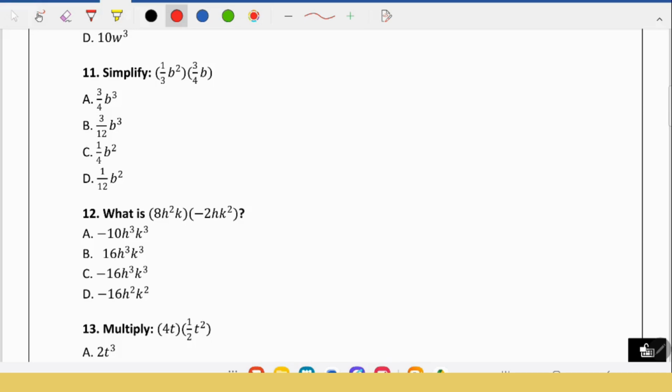Next I have again a fraction. So 1 over 3b square times 3 over 4b. So I multiply the coefficient first, 1 over 3 times 3 over 4. B square and b, same variables, I'm going to add their power. 2 plus 1 is 3. Over here I have to again see my answer. Is my answer 3 over 12b cube? 3 over 12b cube. Yes, it is.